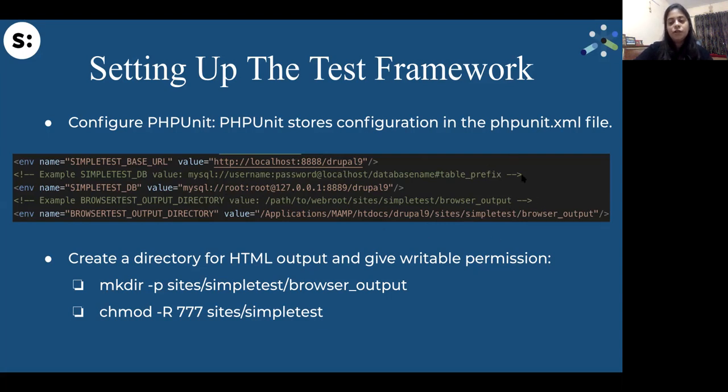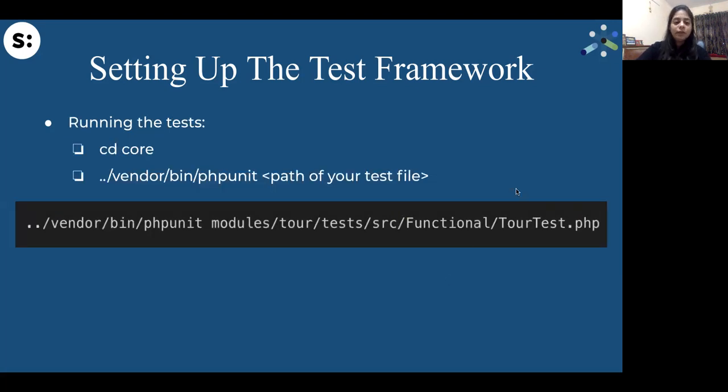After you have made these changes, we can save and close this phpunit.xml file. Then we have to create this directory and give it writable permissions. After you have done this, your setup is done. You can verify that by running one test. Navigate to your code directory, and then you can run this command. For example, I will run this test case, and this will execute. You can check by running any test whether your test framework is set up correctly on your local system or not.